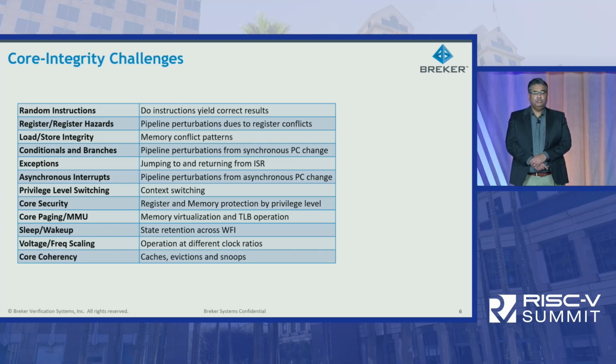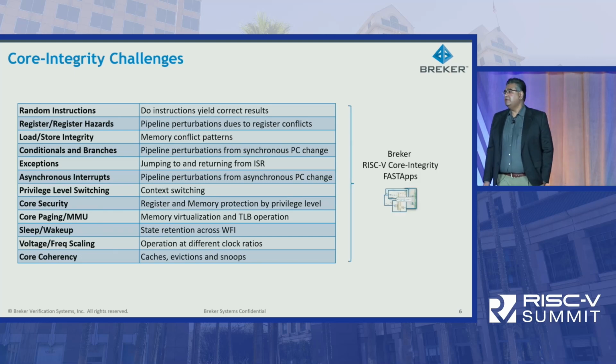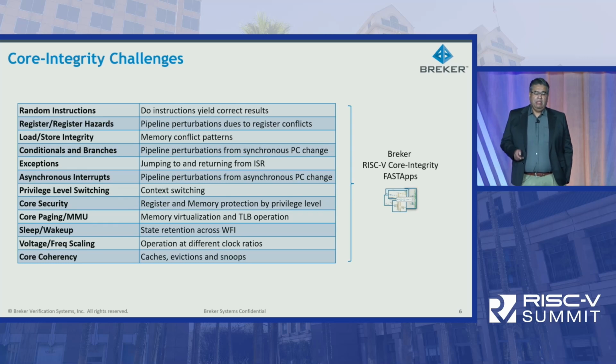Okay. Once we're there, then we're going to start thinking about synchronous exceptions. Do our page tables, do our interrupt tables work, right? From there, you're going to worry about asynchronous interrupts, privilege switching, security, virtualization, on and on and on, right? But there's kind of a cascade of things that we got to do. Some of these solutions, maybe each of you have solved, some maybe you're waiting to solve. So what Breker did was we came along and introduced a portfolio of fast apps, each of them targeting one of these line items that you can mix and match as you choose.